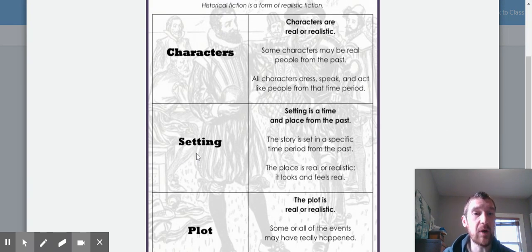Now, the setting where the story takes place, that's really important in historical fiction. The author has chosen a specific time period in the past and tried to recreate that in their book. So maybe the foods they eat or the way they transport themselves from one place to another, or just what they do in their daily lives might be a little bit different from what we're used to, again, because the story takes place a long time ago.